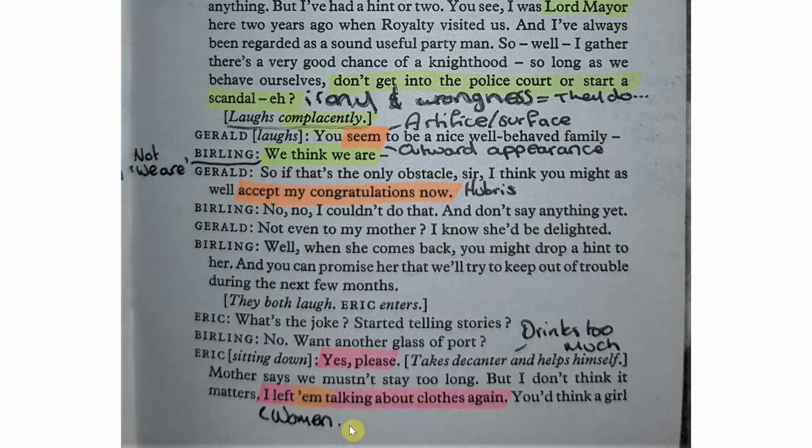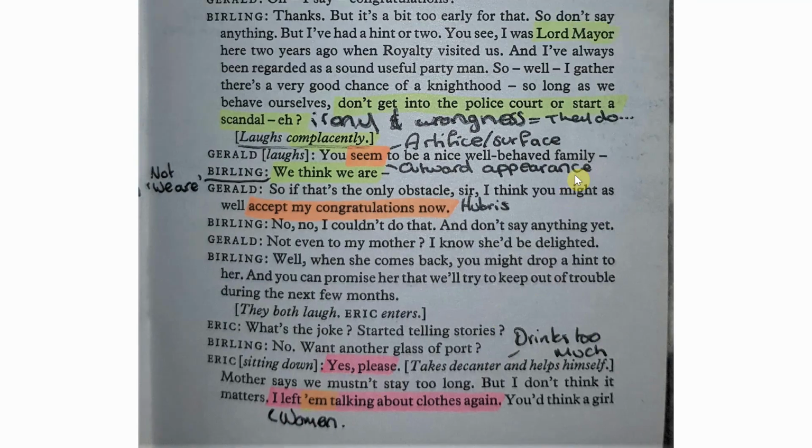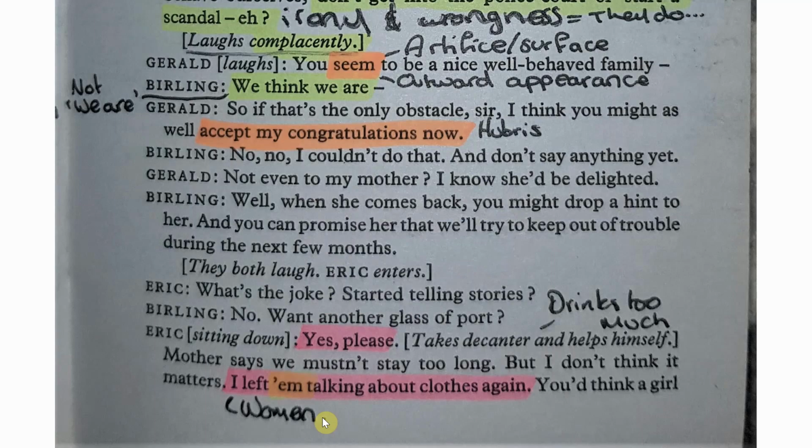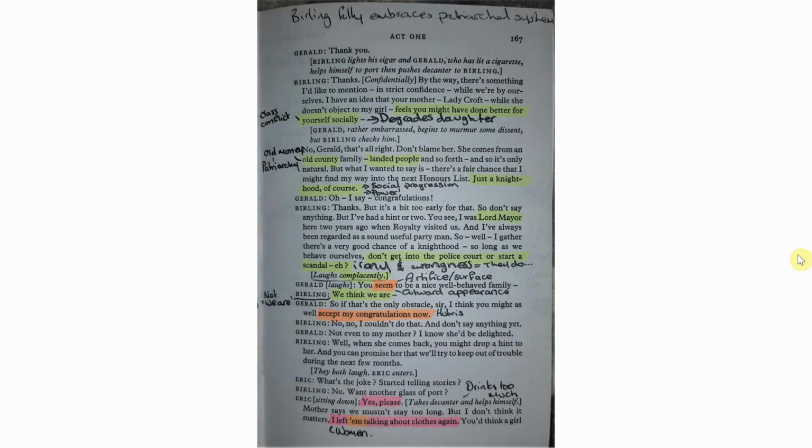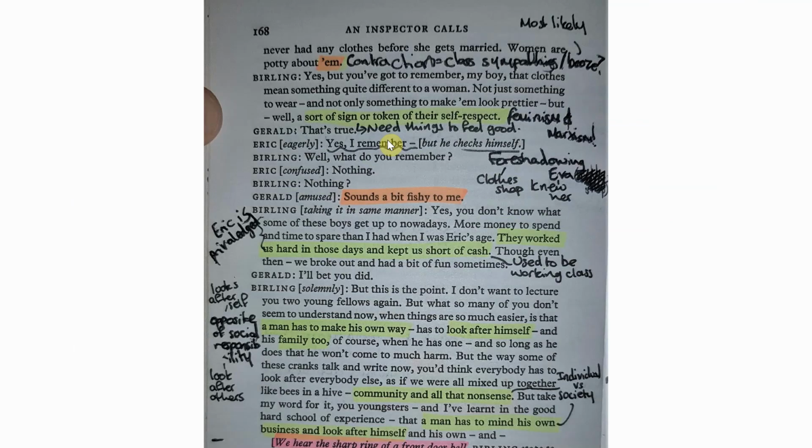Then Eric talks more about the role of women. We're coming back from being in the room with Mrs. Birling and Sheila. He says, I left them talking about clothes again. Showing that men's opinion of women at this point in time is that they only really care about clothes, showing that their conversation has been something rather light and not really that serious. This is then backed up by Birling saying that for women, clothes are a sort of sign or token of their self-respect. This shows that Birling believes that women need clothes to feel good.